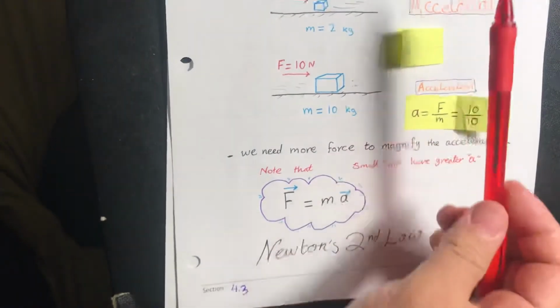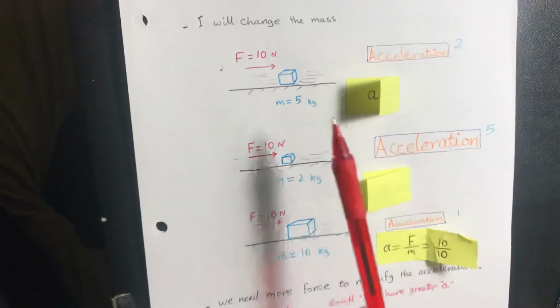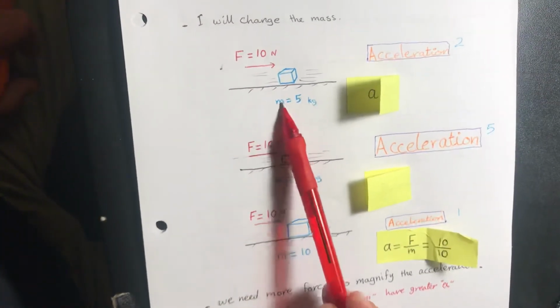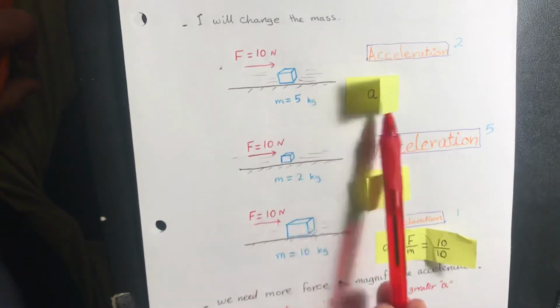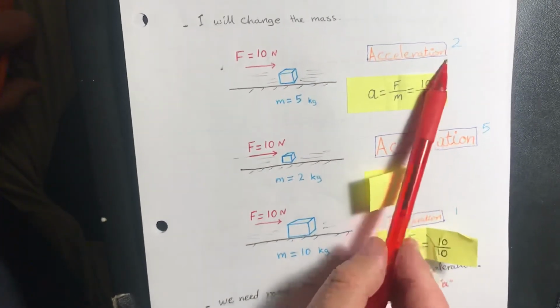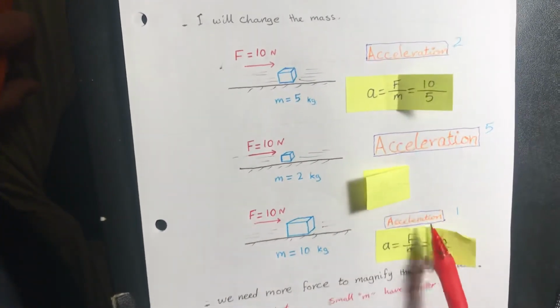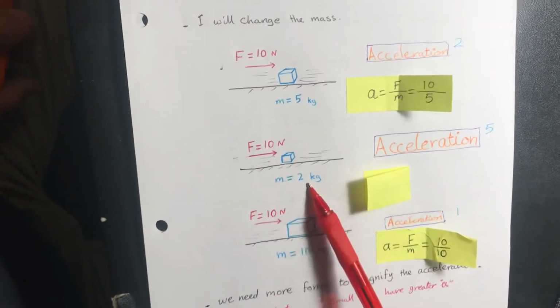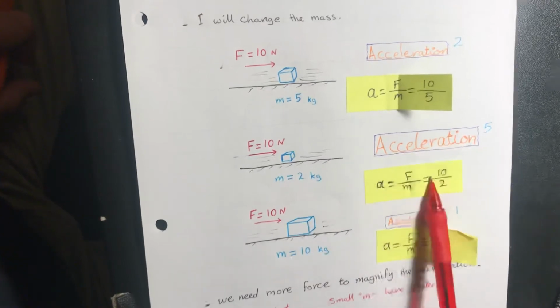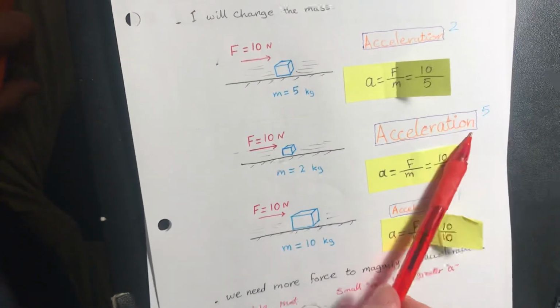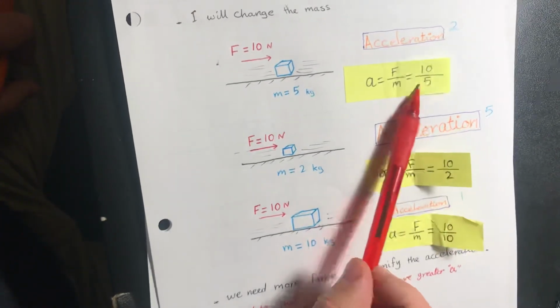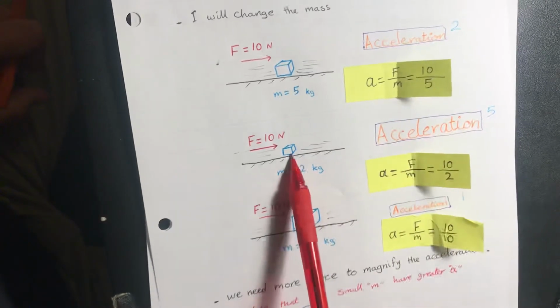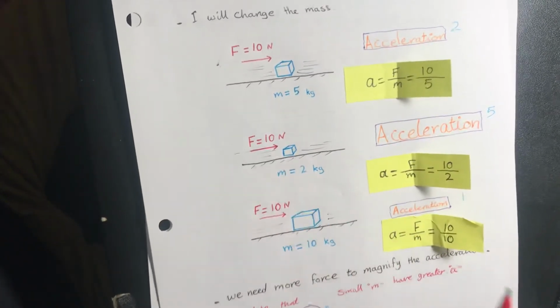But in this case, the first one, the force is 10, the mass is 5. 10 divided by 5 will be 2. So the acceleration is 2, bigger than this one. Also here, 10 over 2 is 5. The acceleration will be 5, which is the biggest one, because the mass is the smallest one.